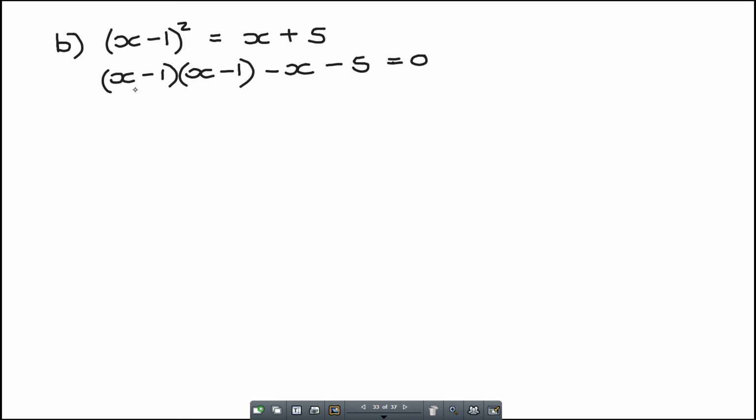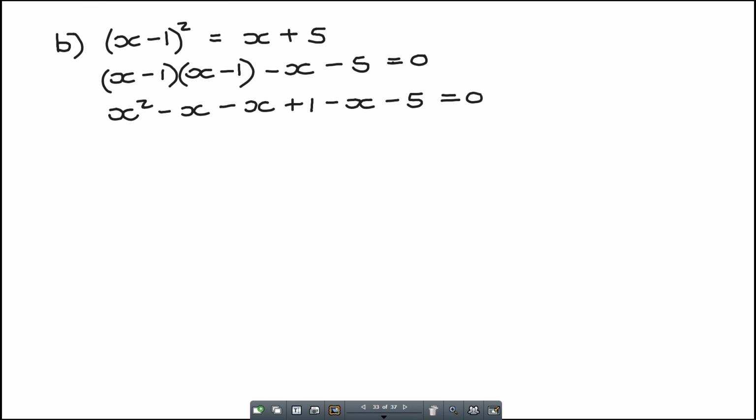Right, so I know x times x is x squared. x times minus 1 is minus 1x. And minus 1 times x is minus 1x. Minus 1 times minus 1 is positive 1. Okay. So that's now if we got rid of the brackets.